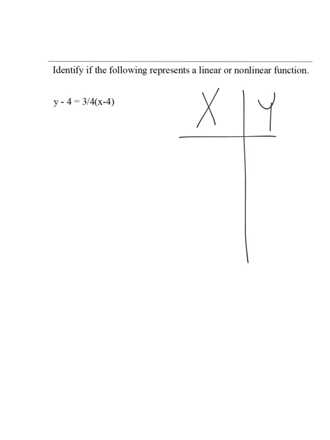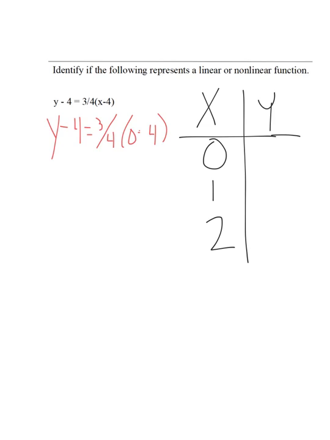What I'm going to do is look at the values of 0, 1, and 2 for my x values. I'm going to plug those in and use the equation to determine what the value of y will be. So when I plug in the 0 for x, I get y minus 4 equals 3/4 times 0 minus 4. Well, 0 minus 4 is negative 4.